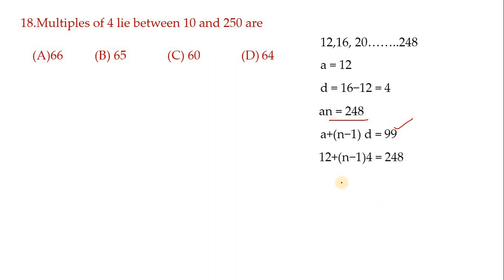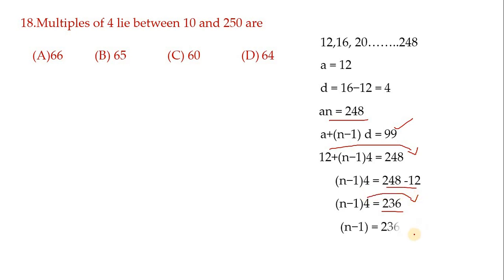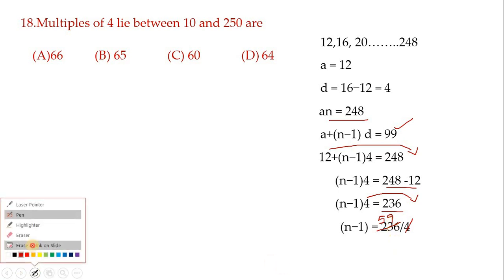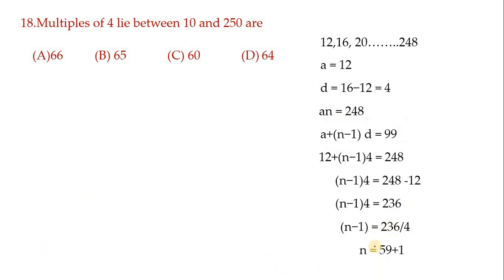Now let us substitute the values. So here I have substituted. Now this 12 you transfer this side. So 248 minus 12. Now subtract these. 248 minus 12 is 236. Next this 4 you transfer this side, it becomes the denominator. 4 ones are 4, 4 5s are 20, 3 remainder, 4 9s are 36. So we get 59. N minus 1 equals 59, and later on this minus 1 you transfer this side. So we get plus 1. So 59 plus 1 is 60. So the correct option is C.